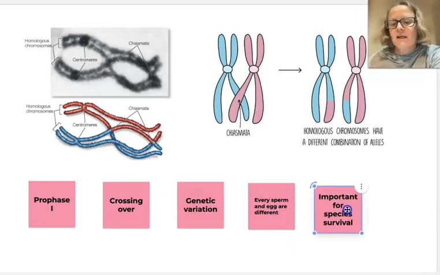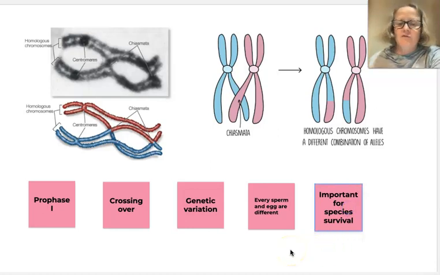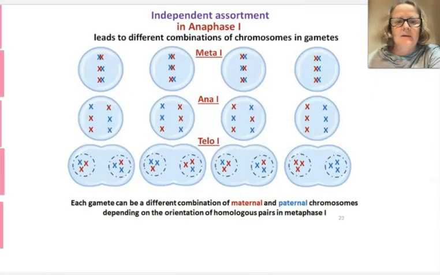And this is going to be really important for species survival, because if everything is different in terms of the offspring, then we have variation within our species. And then if there are changes, selection pressures, there's potential for a species to survive if individuals can survive. Now, this is one way that we get genetic variation. So let's have a look at the other way.